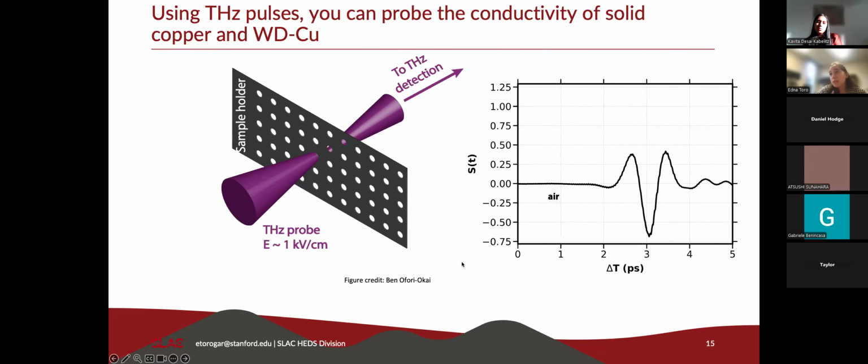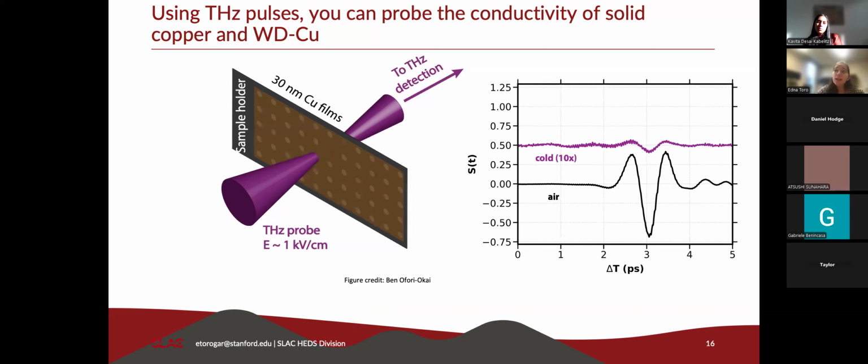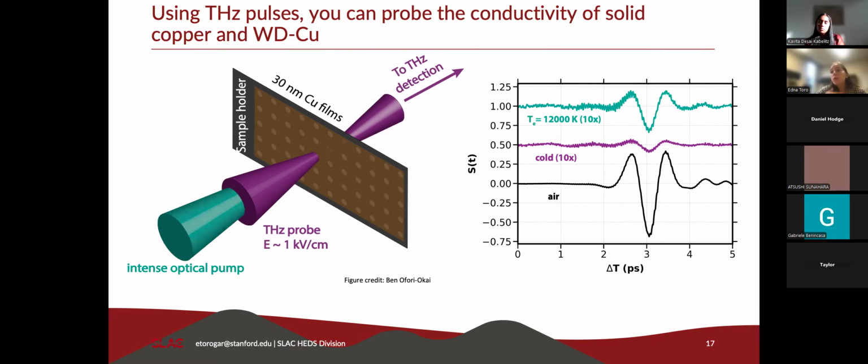So now let's assume this is how it looks through air. I could potentially put a thin copper film and see how much terahertz gets transmitted through the film. Now here you can see how the signal will vary for these two and how it will look compared to one another. We obviously had to increase the signal for the cold system because the signal is really small compared to the air or to the reference. And finally, we could also focus on the same spot an intense optical pump. And this pump will be exciting your film.